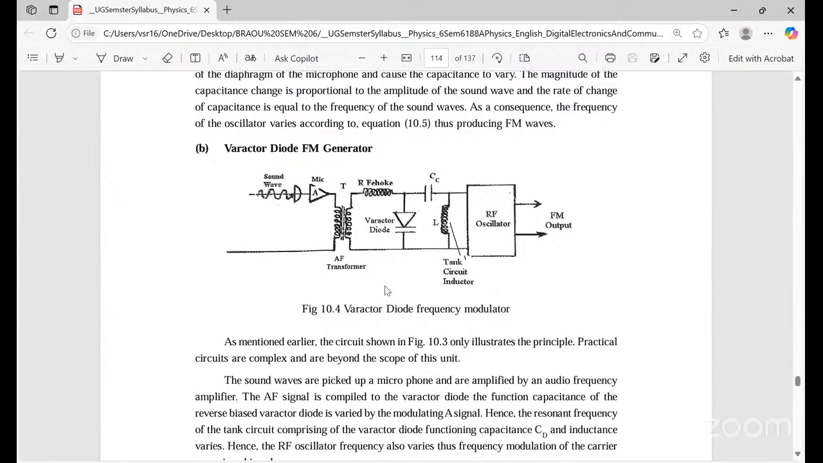Next is the varactor diode. This is the varactor diode. And this is a sound wave. A mic is there. AF transformer is there, audio frequency transformer. And this is the RF source. CC, this is the varactor diode. This is the tank circuit here. This is the RF oscillator, which may be fed through like this. And you are taking the FM output on this.